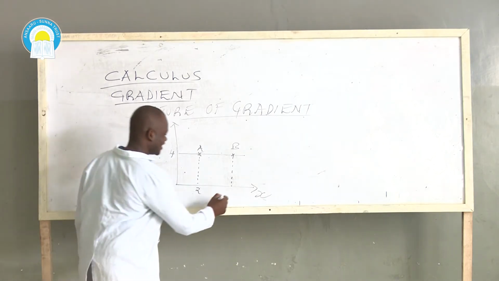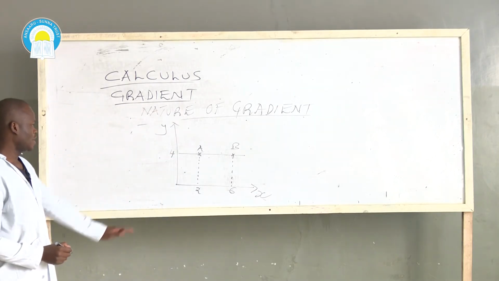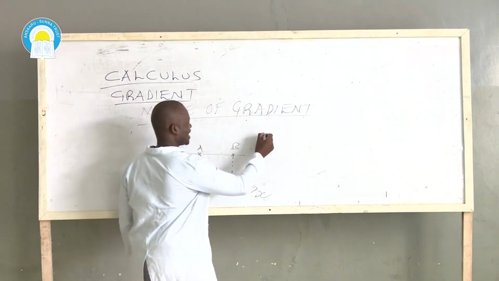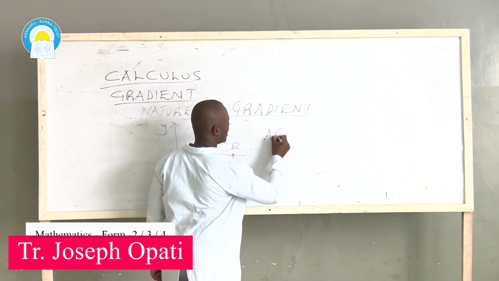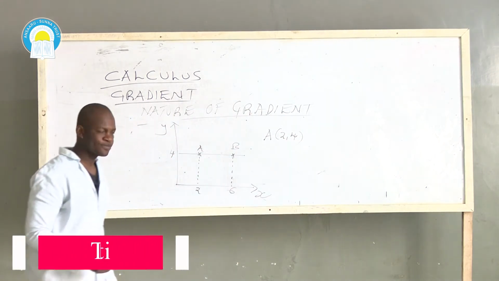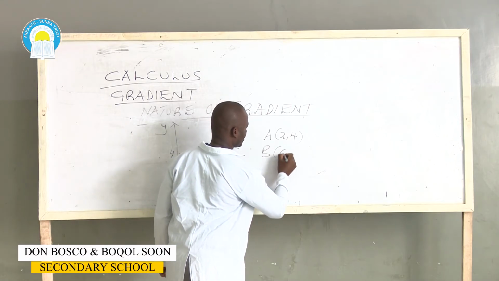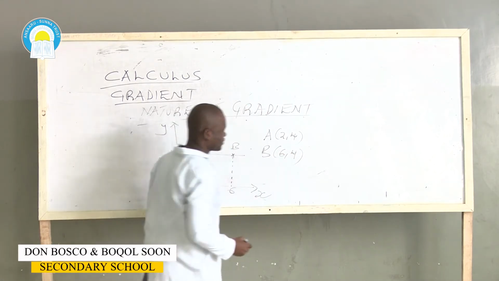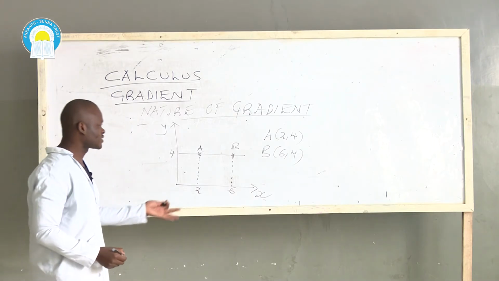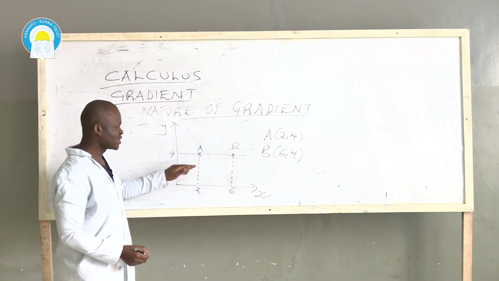Let me give it, let's say, a value of 6. Now, from our diagram, it means point A will have what? A coordinate of 2, 4. Our point B will have a coordinate of 6, 4. Now, we want to find what? The gradient, just to prove the nature of this, of course, now, gradient of such a line.